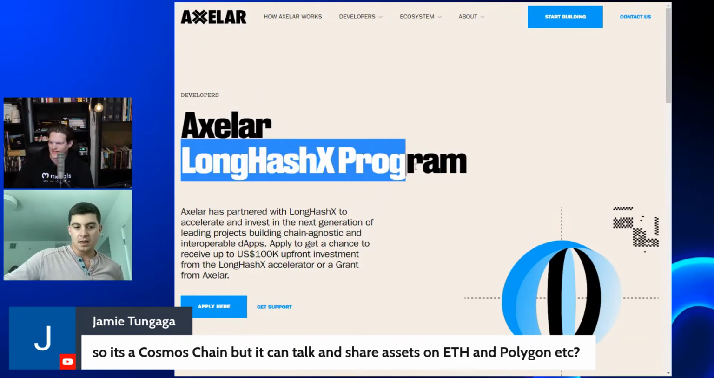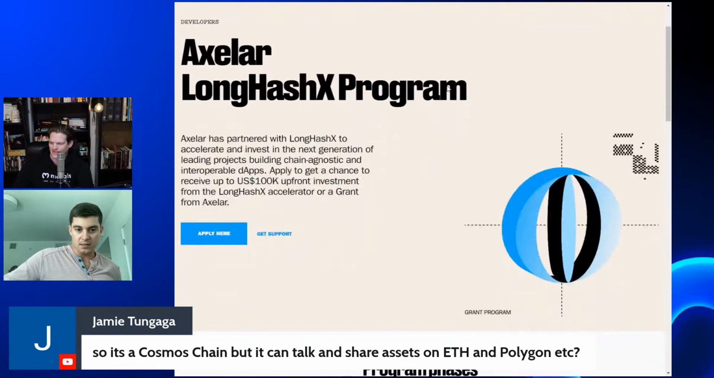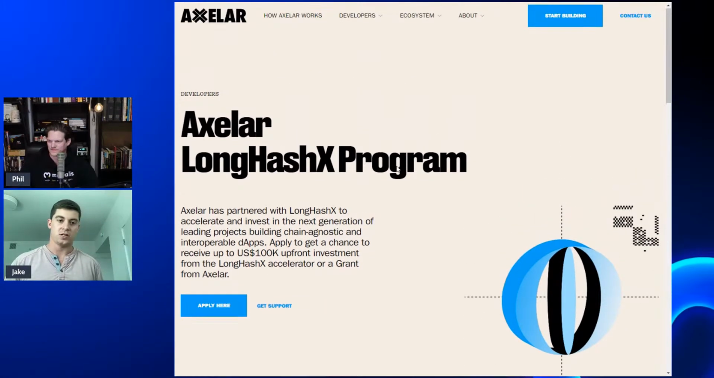Yep. And yes, I see that question from Jamie. It is a Cosmos chain, but it can talk and share assets with everything. So we have gateway contracts that are deployed on each of the different chains that we interact with.